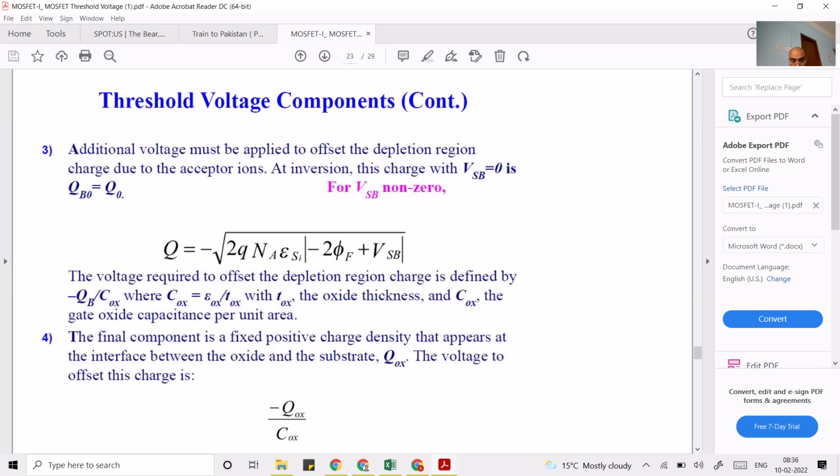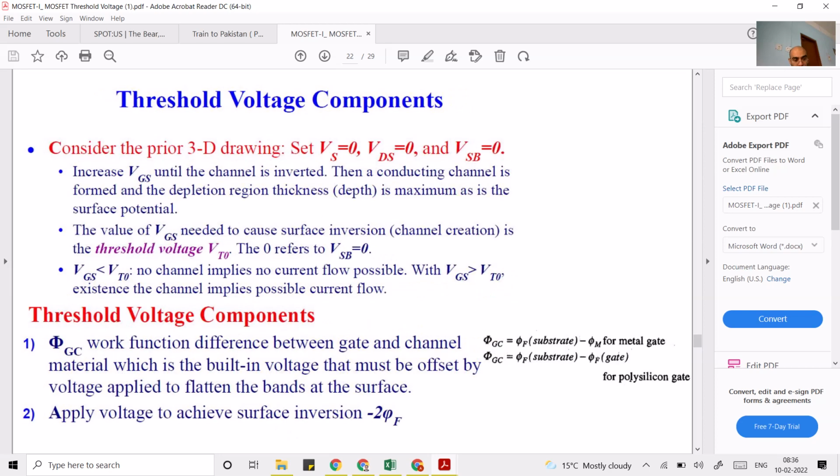Then let's move on to the next part. First the depletion region is formed. Once the depletion region is formed, then you have to apply some voltage for forming the surface inversion, for inverting the surface. And how much voltage will that surface inversion require? It will require this 2 phi f voltage. Okay, so minus of 2 phi f. Phi f is your Fermi potential. So we have seen what 2 phi f is earlier. So this 2 phi f amount will be required to invert the surface.